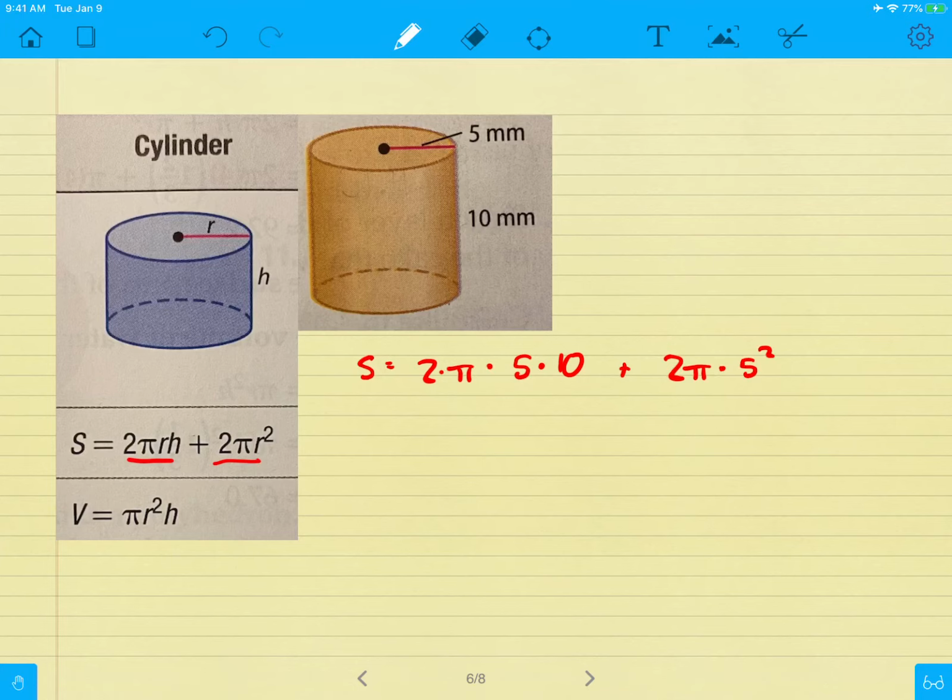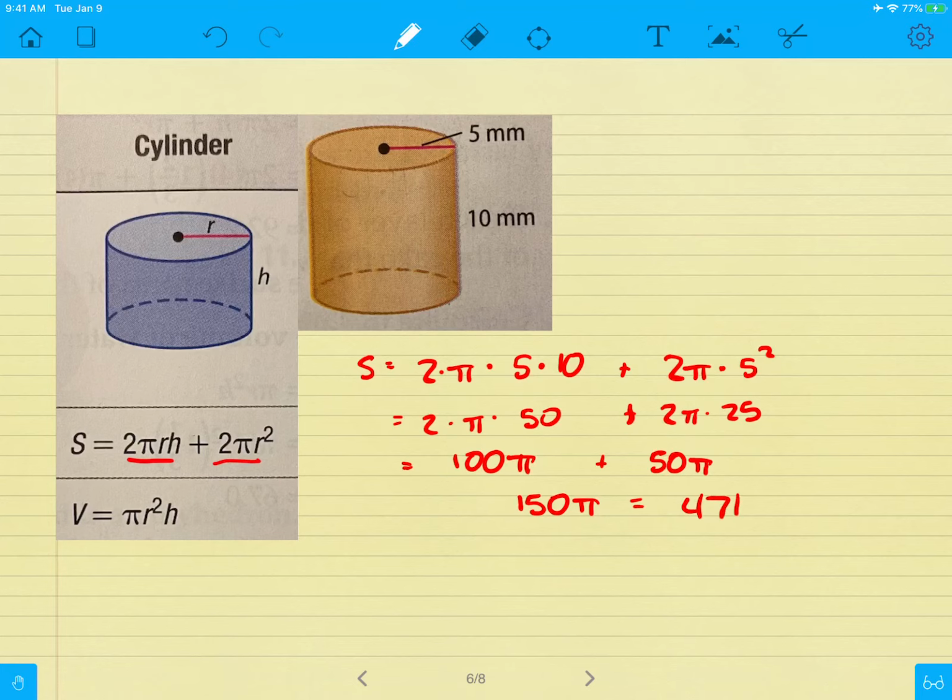5 squared. So 5 squared ends up being 25 times pi times 2. The 5 times 10 is 50 times pi times 2. And so this ends up being 100 pi up front. This ends up being 50 pi in the back, and this adds up to a total of 150 pi's if you add those two together. If you take 150 times pi, this gives you your total surface, which is 471.24. And that's in, what, millimeters squared. That's how many little squares can fit on the surface of this.